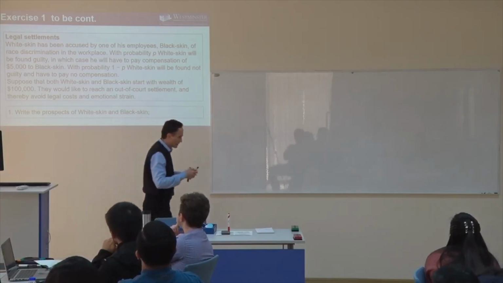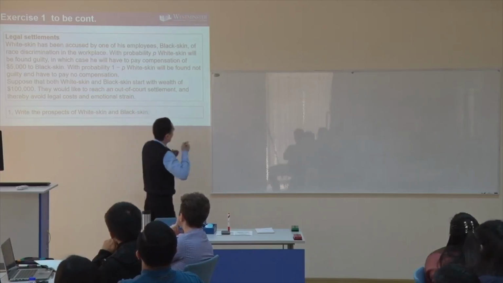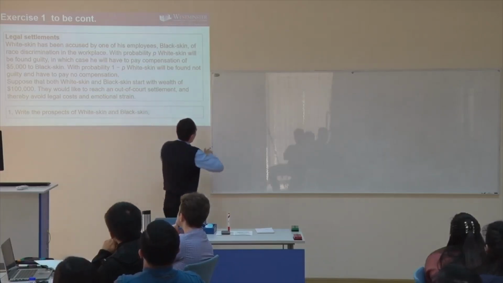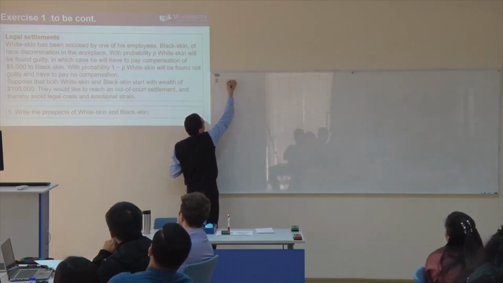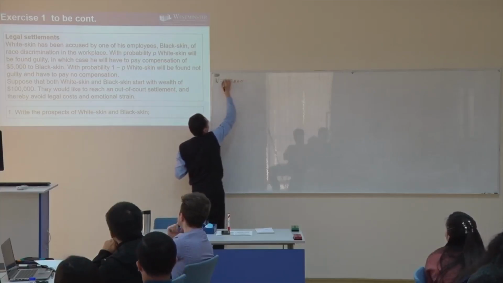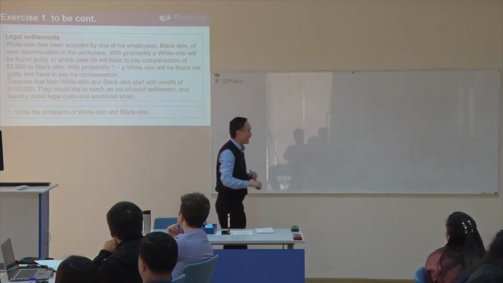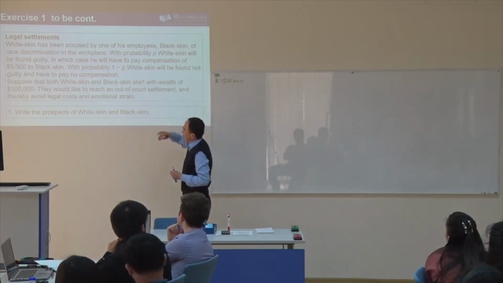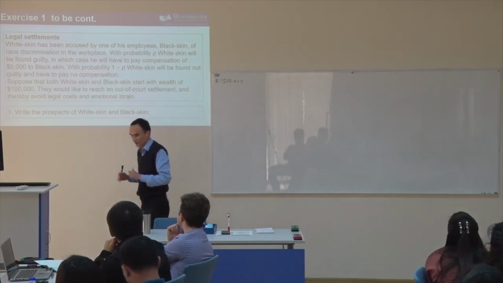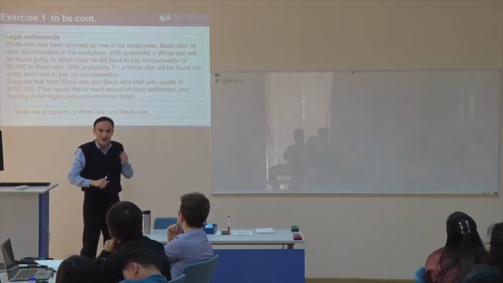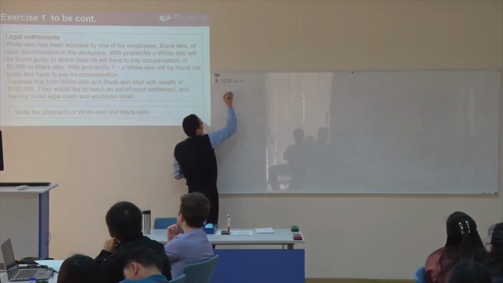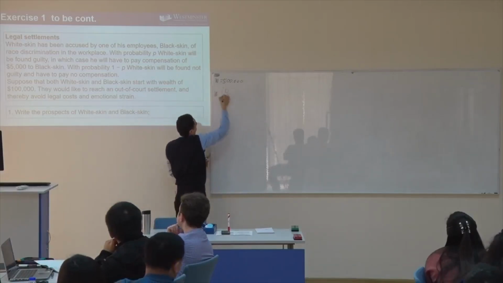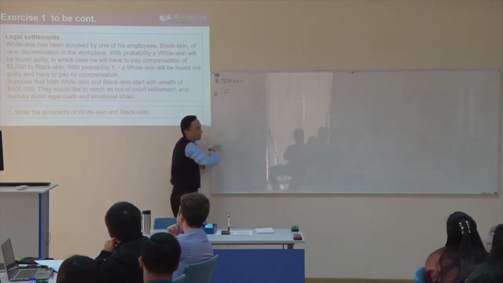So now we are considering, students, that both people have wealth of how much? $100,000, right? Both have wealth of $100,000. And now, according to the given, if she appeals to the court and that gentleman is found guilty, there is this much probability that the white person has to pay how much? $5,000. And his final wealth will be equal to?